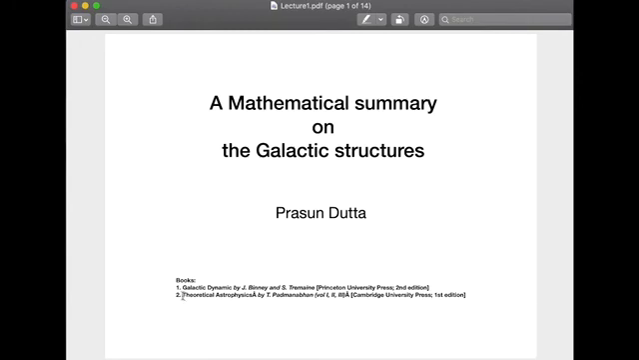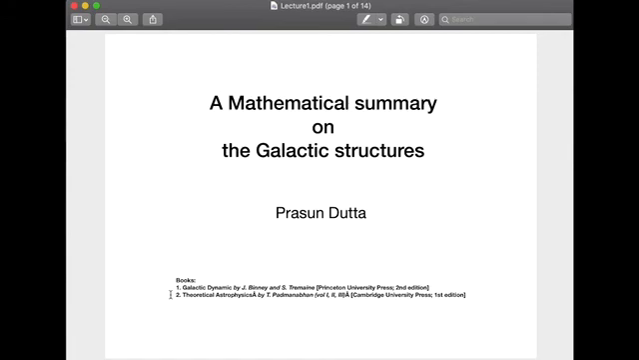In the two lectures now, we'll finish off the galactic dynamics and structure part. Here I will give you a mathematical summary on the galactic structures. Vidya has already told you in detail about it, but I will just pick up a few topics and you will see how things are actually done in practice, though I will not go into the detail because the detail is very, very complicated.